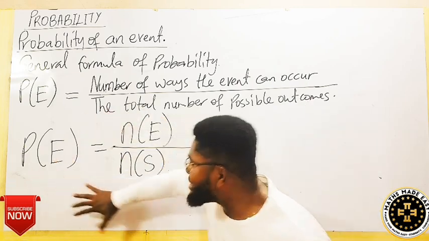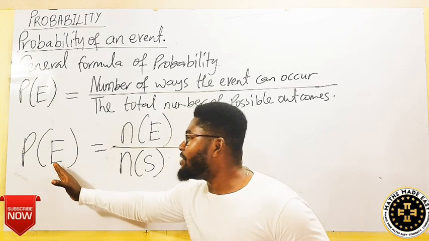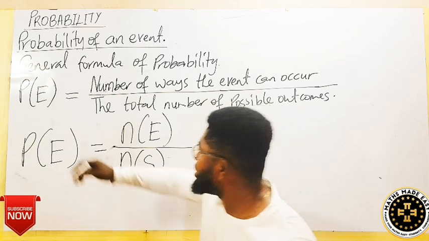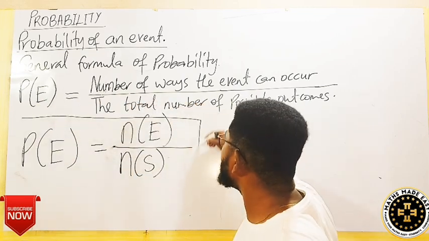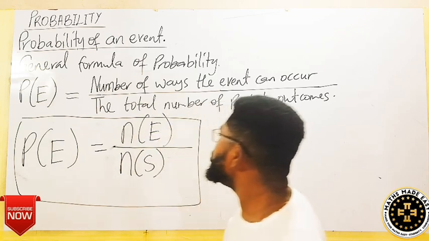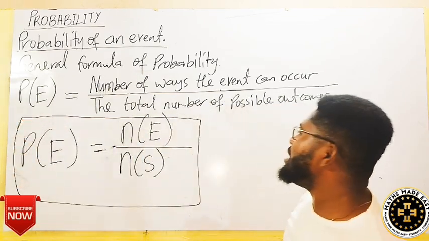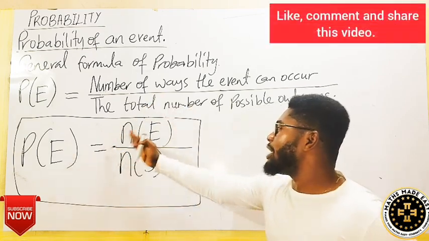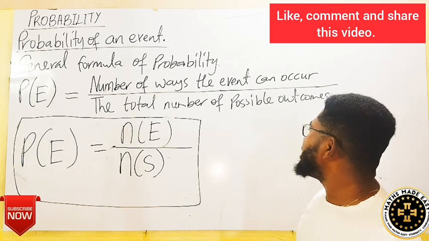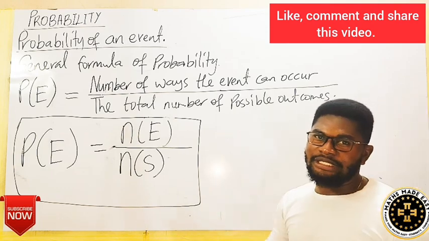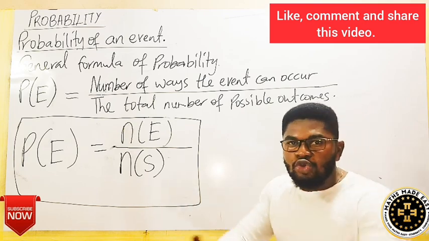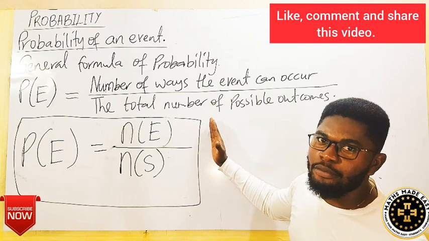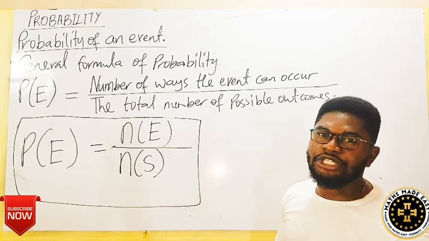So in effect, the probability formula is P of E is equal to number of events over number of sample space. So this here becomes the general formula for probability. So for the meantime, we are going to use this formula in our probability. Now, I'm going to take some illustrative examples where this formula will be used to solve the question, so that you understand how to use it. Remember, this is the general formula for probability. Keep this in your mind. Let's solve some questions with it.